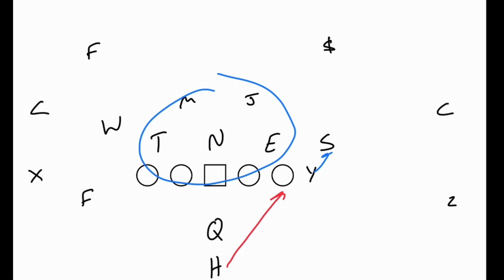And from this position, this could still be a really good run, but from the pistol, we're not going to be able to RPO the strong safety on an outside zone play. And if the Z here is extended, that's a really difficult block to ask him to make.